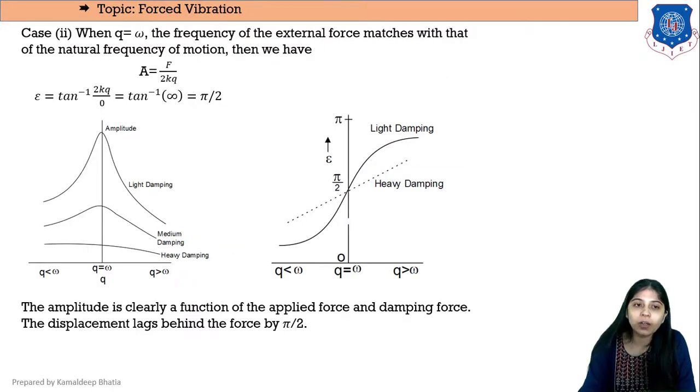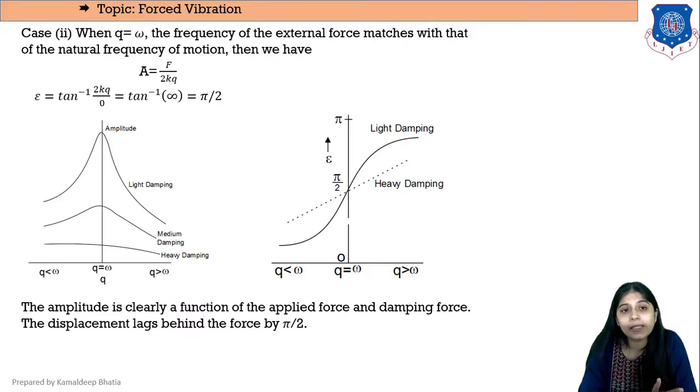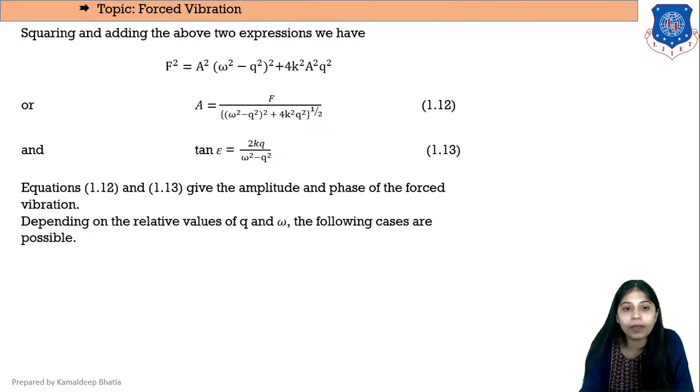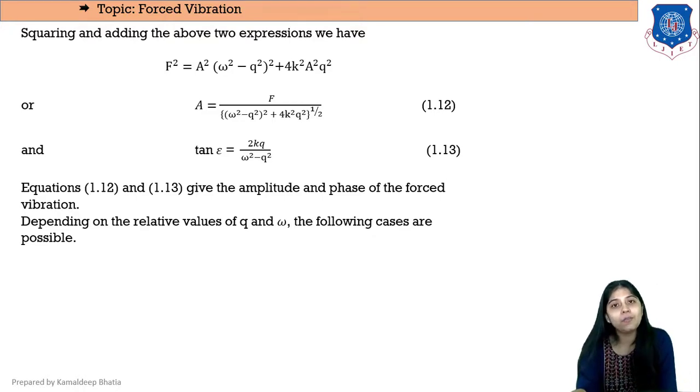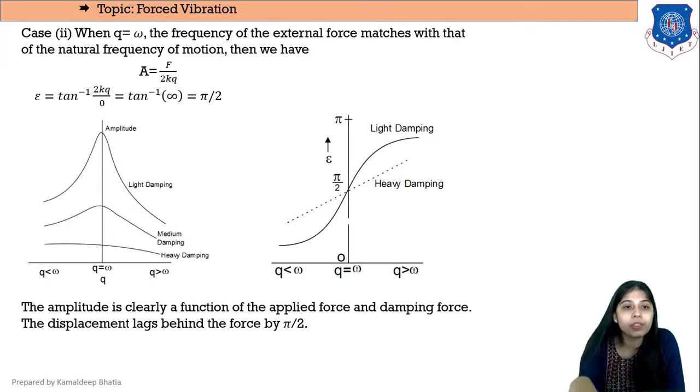Now case 2, when q = ω. In this case, the frequency of the external force matches the natural frequency of motion. So we'll get a = F/2kq. In equation 1.12, substituting q = ω, the first term in the denominator becomes 0. So we are left with F / (4k²q²)^(1/2). This will give a = F/2kq.